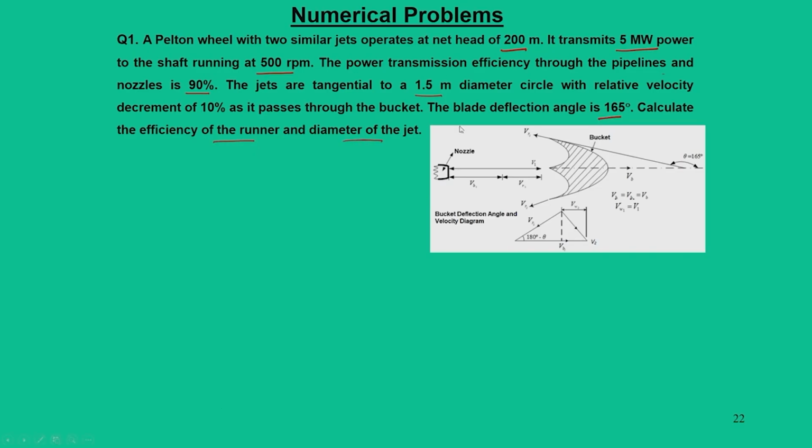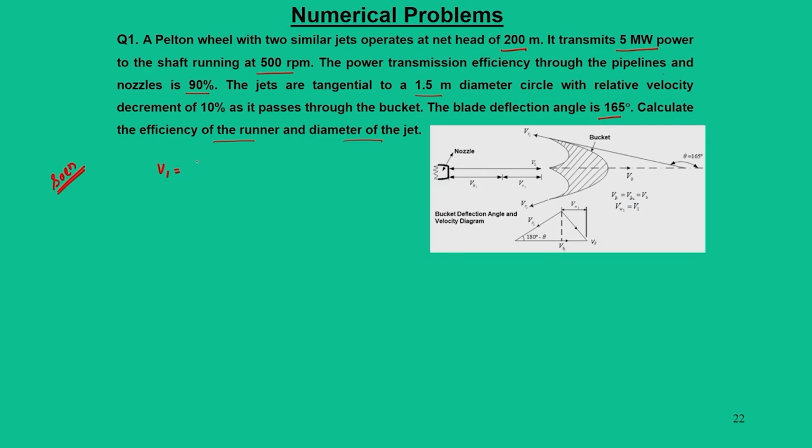To solve the problem, we have to refer to this particular velocity diagram, in which we can say that initially the water jet from the nozzle hits and it splits into 2 parts, and the water is being deflected by an angle of 165 degree. So, to solve the problem, first thing is that we have to recall what is this V1, which is the absolute velocity of the water jet.